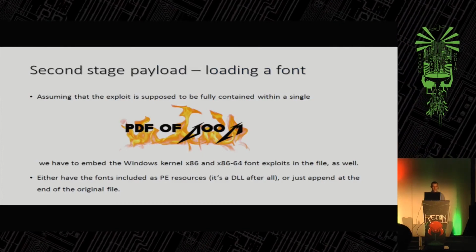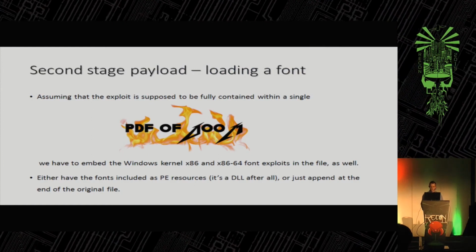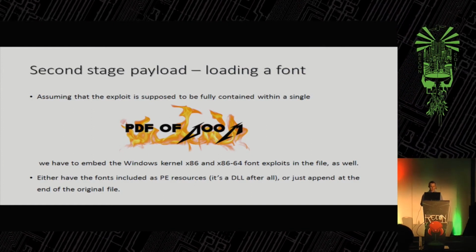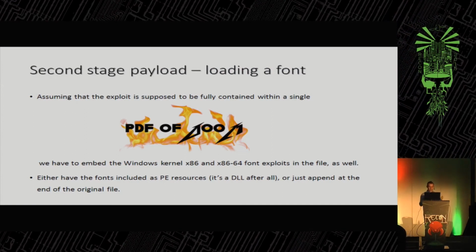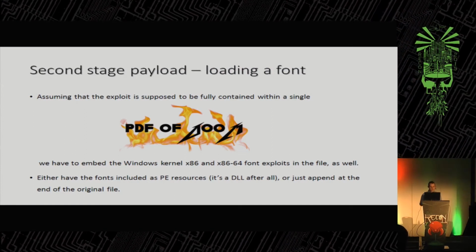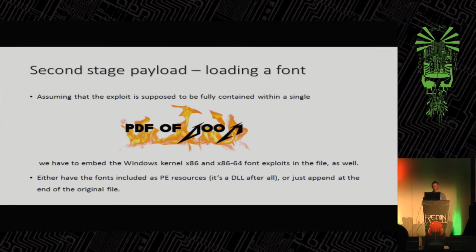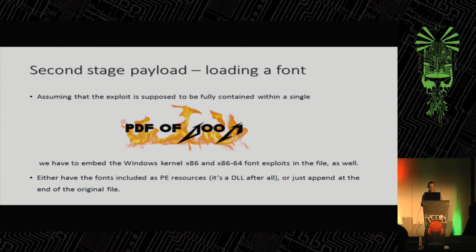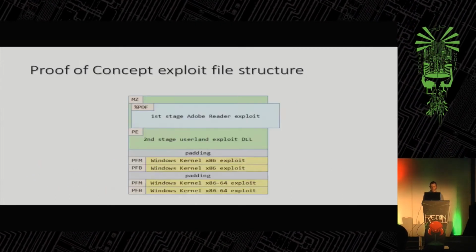So one thing we have to consider is where do we put all of those kernel exploit fonts? Since we want to create a single PDF of Doom, which is just a single file that attacks everything and pops calcs everywhere, we have to embed a lot of information there. So we can either put the kernel exploits in PE resources, because it's a DLL, or we can just append them at the end of the file.